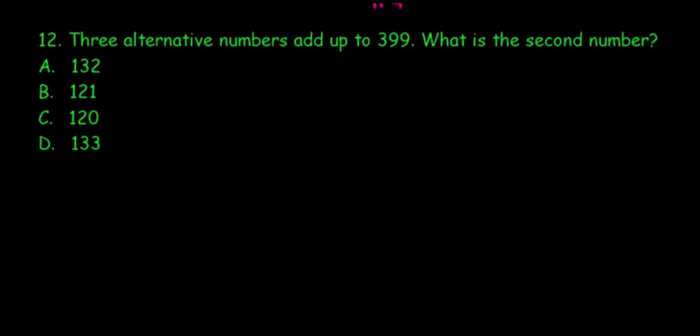3 alternative numbers add up to 399. Okay, alternative numbers. Let me take the first one as x plus 1. I drop x plus 2 because they're saying alternatives, and I take the next one x plus 3.